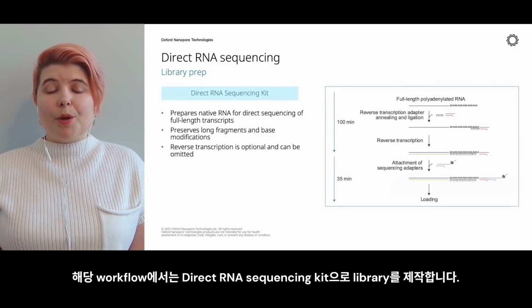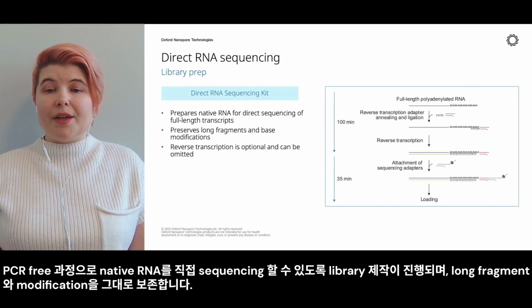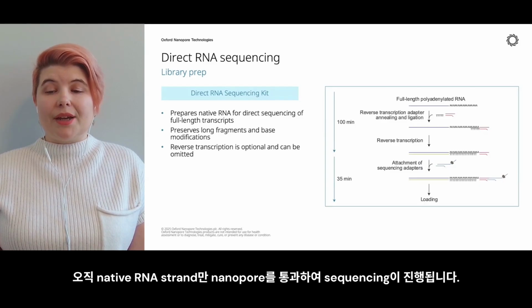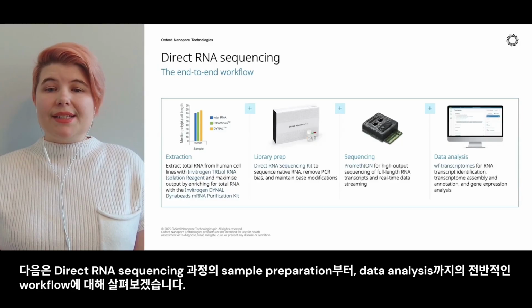When it comes to library preparation for this workflow, we offer the direct RNA sequencing kit. This PCR-free method prepares native RNA for direct sequencing, preserving long fragments and modifications. The reverse transcription is optional, and the reverse transcribed strand is never sequenced. Only the native RNA strand passes through the nanopore. Here's the direct RNA sequencing workflow from sample to answer.